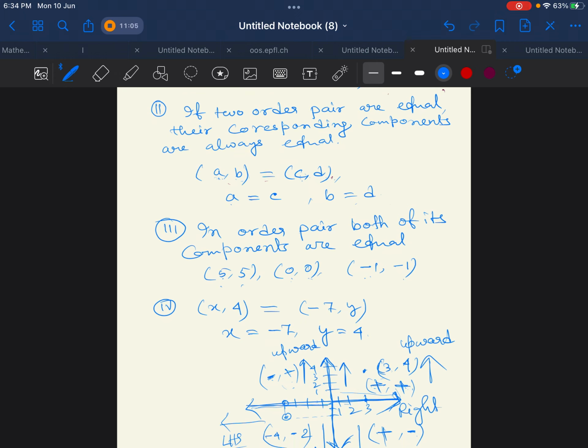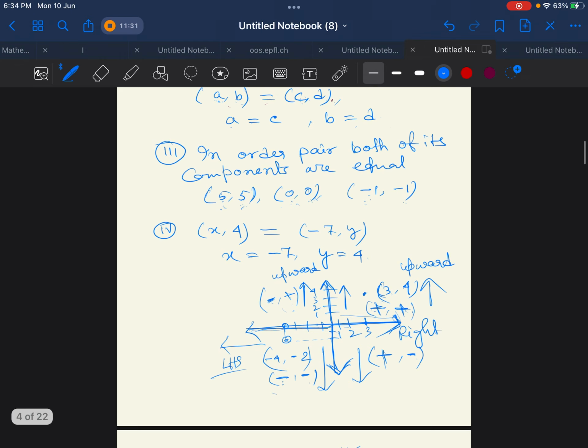We take another example. In an ordered pair, both of its components are equal. Here we take (5, 5), (0, 0), (-1, -1). Here in the ordered pairs we see both components are equal. 5 and 5 are equal, 0 and 0 are equal, and -1 and -1, here both components are equal.